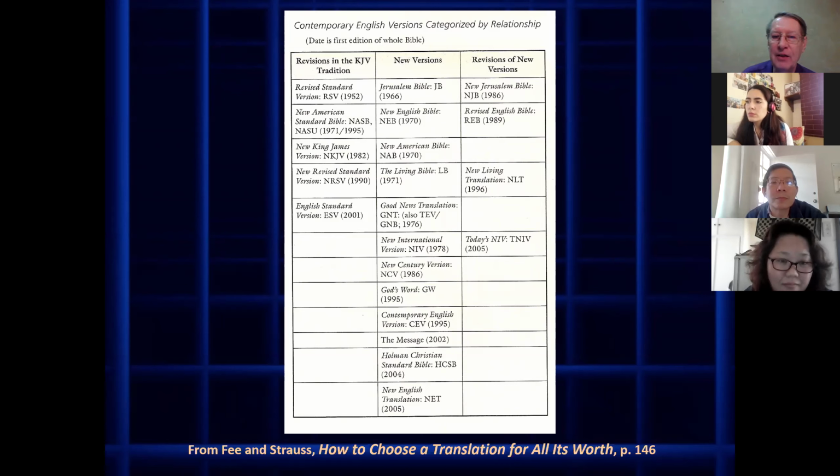And then we have the Revised English Bible, which is a revision of the New English Bible, and the New Living Translation, which is a revision of the Living Bible. The Living Bible is actually a paraphrase. The New Living Translation is a real translation, and I think it is quite a good translation as well. And then today's NIV, the TNIV, which is no longer published. Now it is just the NIV, but it's the 2011 version.